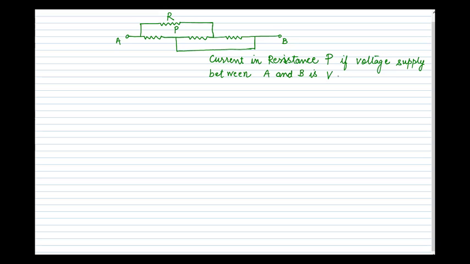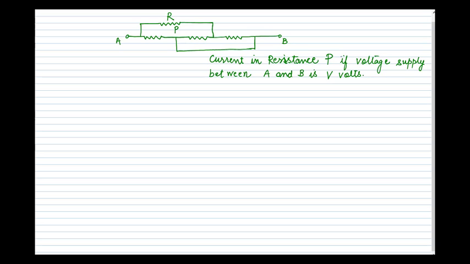One end we have point A, other end we have point B. And there's one more resistance which is connected in parallel between these two resistances. Right? Here is also R. So we have to find the current and resistance P. This is our resistance P.